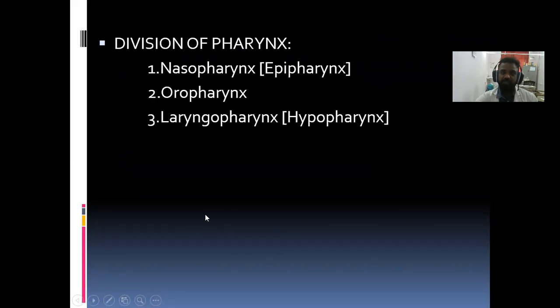Now the division of the pharynx, which we all know. It is divided into three: the nasopharynx, oropharynx and hypopharynx, also called the laryngopharynx. This is the commonest division. The nasopharynx is also called the epipharynx. Clear?